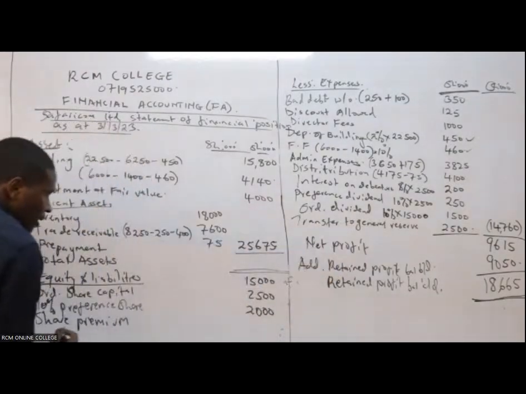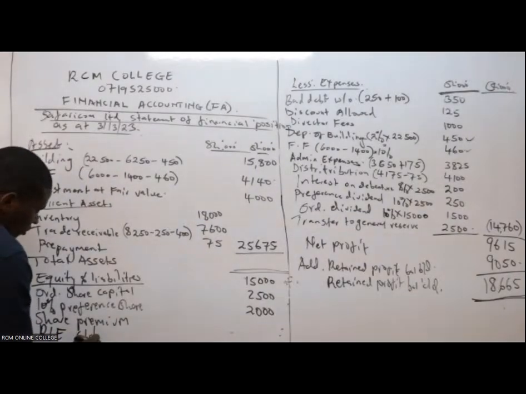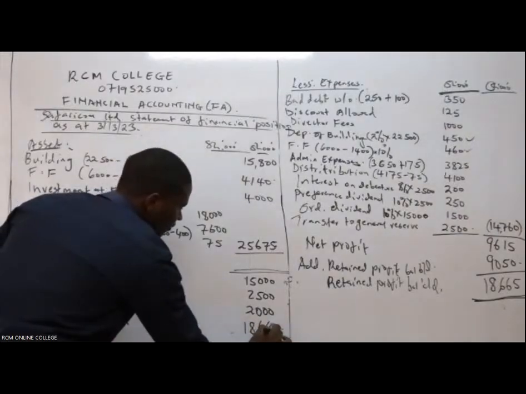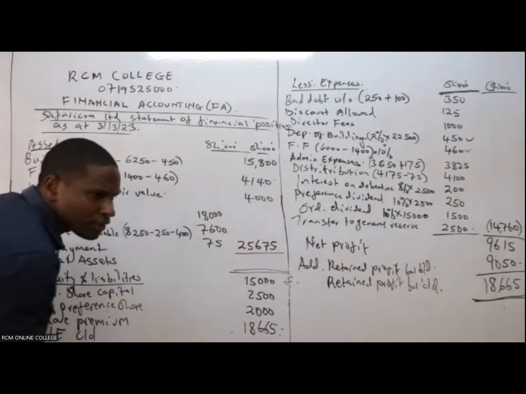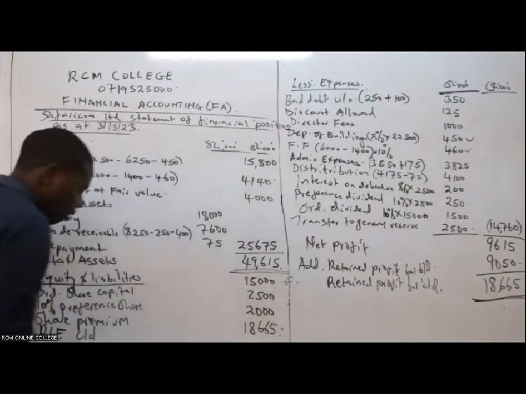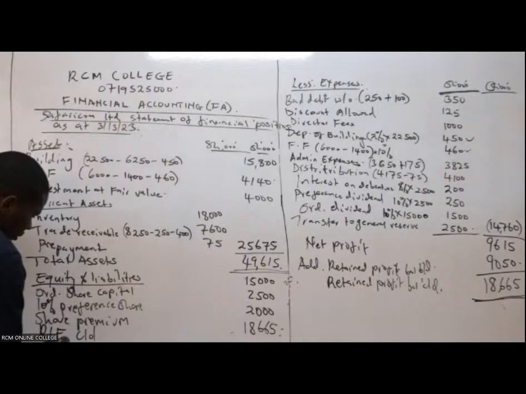The one that is carried down, retained earnings, carry down, that is 18,665. 49,615. We are almost there. Then we have the transfer to general reserve.